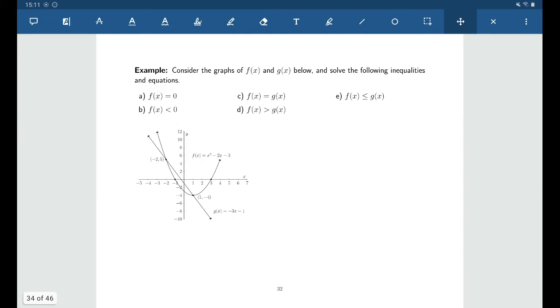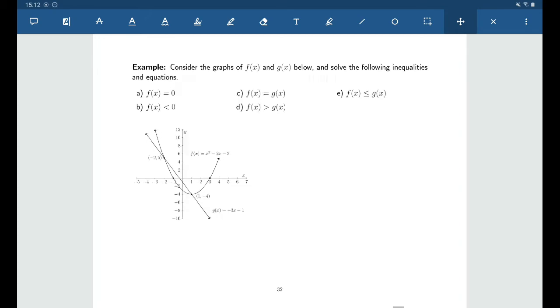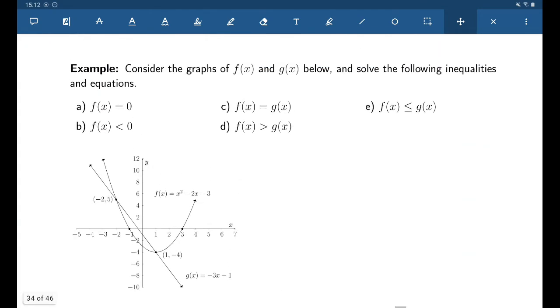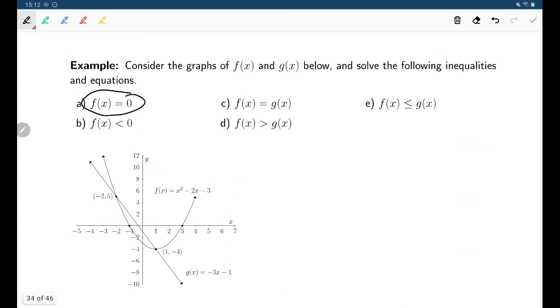All right, one little last problem to do, and this is, again, more just interpreting graphs. All of these problems that we have for solving where is f of x equal to g or where is f equal to 0, we can interpret those all visually. So, for example, when we're looking at where is f of x equal to 0, we want to know where are we at the x-axis.